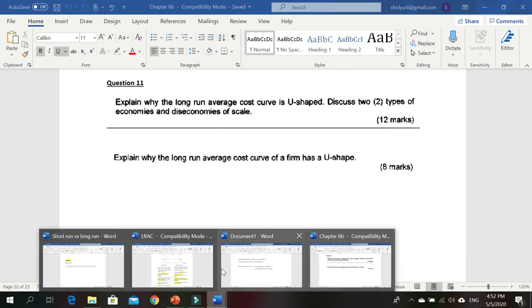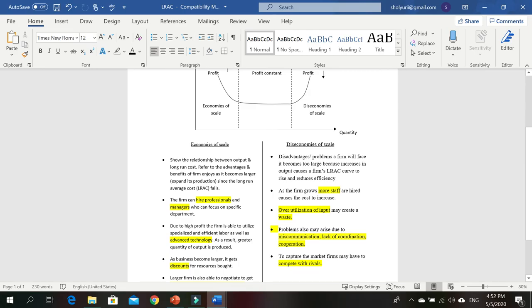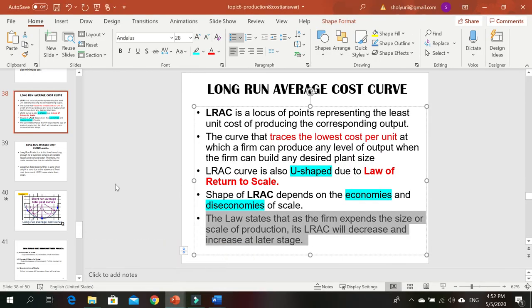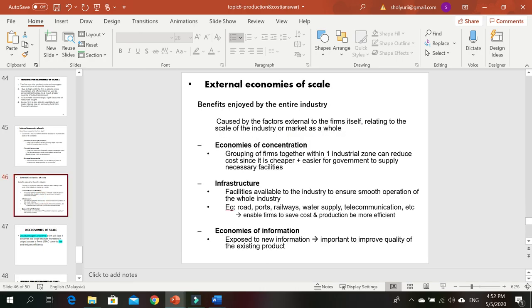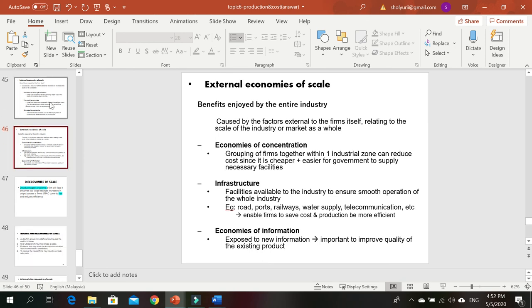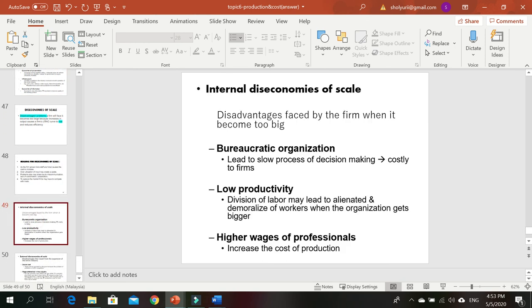Tapi yang ni tak boleh pakai ni. Sebab ini bukan types, ini adalah broad reason kenapa economies of scale ni, kenapa diseconomies of scale. So kalau you nak 2 types, you kena pakai yang ni. You kena explain ni. External economies, economies of concentration, infrastructure. Kalau this one, internal economies, bureaucratic organization, low productivity. This one is for diseconomies of scale.